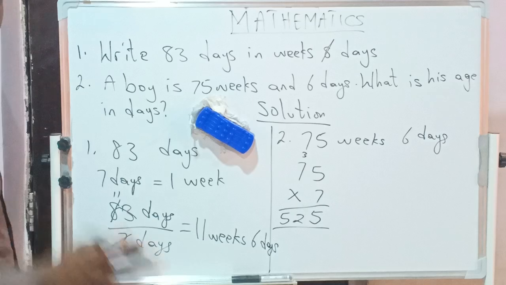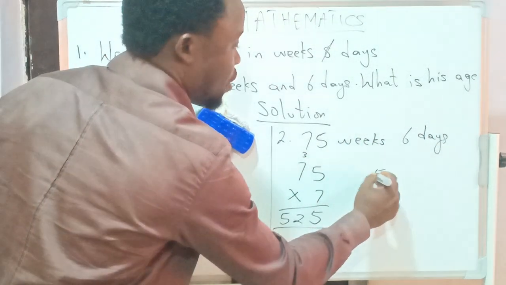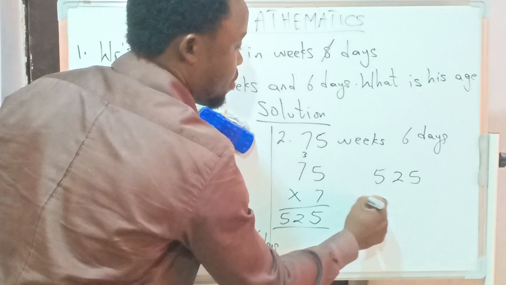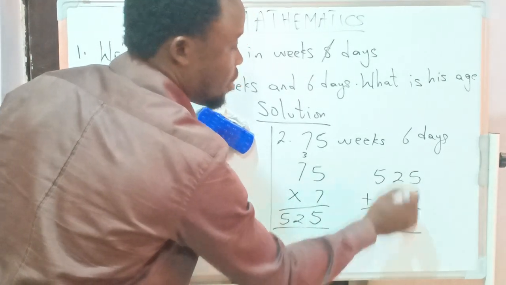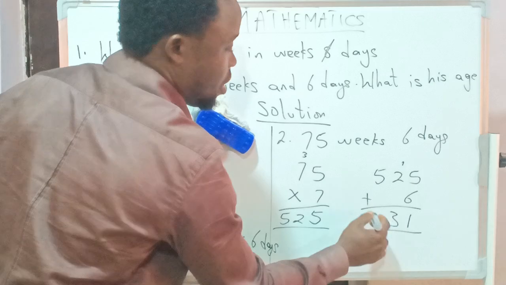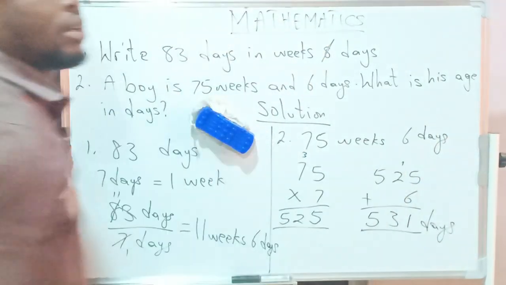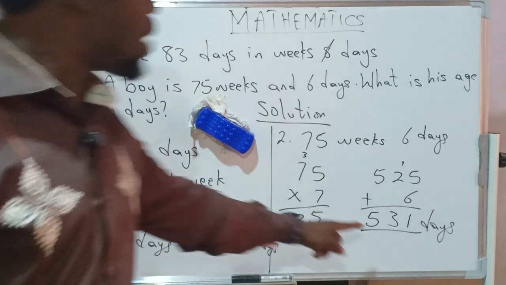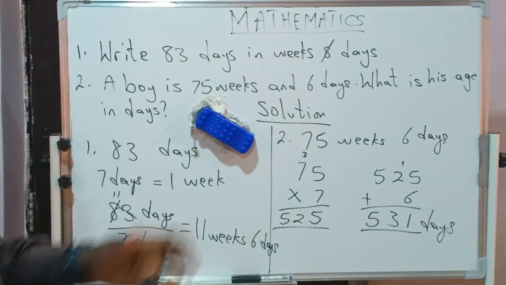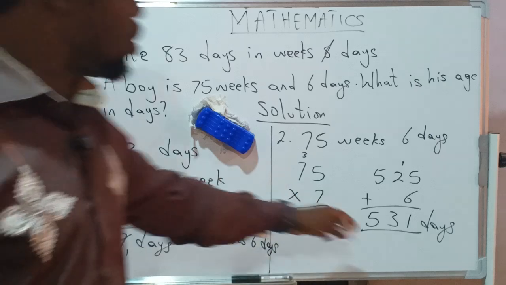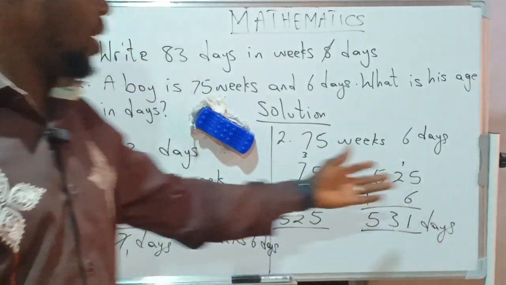But for us to get the accurate answer, remember there are 6 days here. So I'm going to do 525 plus 6. This is 11. This is 3. This is 5. So this child has lived 531 days. And in terms of this boy's age, his age in days is 531 days.